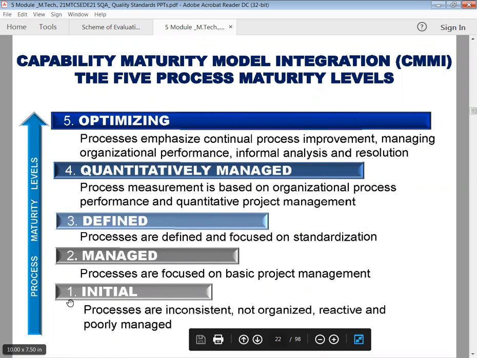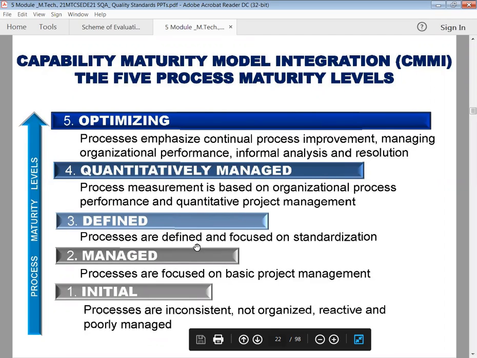So in the first level, what they are expecting now is that processes are inconsistent, not organized, reactive, and poorly managed. If you are in the first level, you are not following any best practices, you are not doing anything in an organized way, and you are not maintaining or managing anything properly. If you are in the second level, processes are focused on basic project management. So in each and every process we are focusing on the project management techniques.